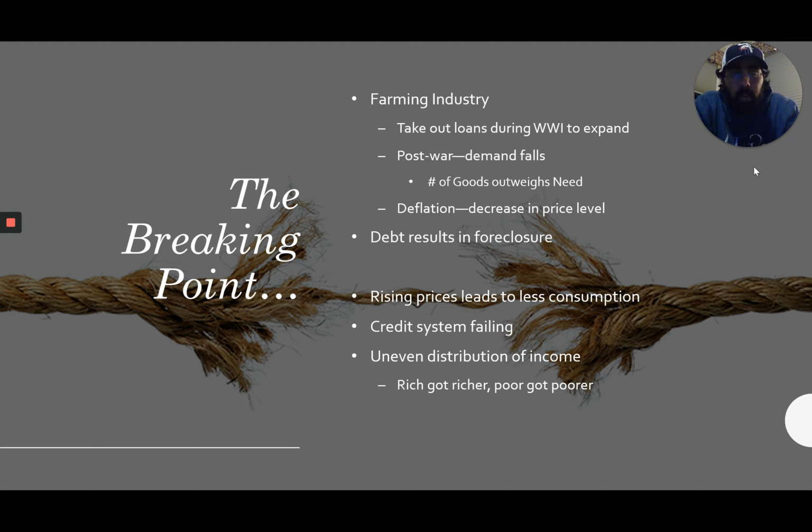In fact, you're losing money on it. And deflation is then a key factor there. You have to lower the price of your goods. It's not doing any favors for these farmers, and because they can't pay back their debt, a lot of farms are foreclosed upon. Rising prices led to less consumption. The credit system will now fail. Again, if you have taken out loans, or if you say, I can pay this back in installments, but now you can't, you are in severe debt, and that's not going to help with anyone.